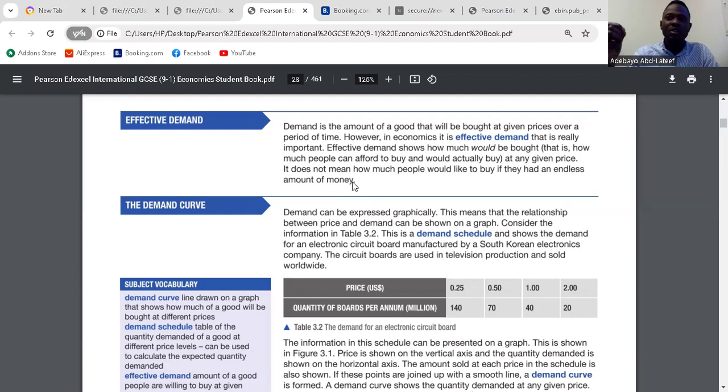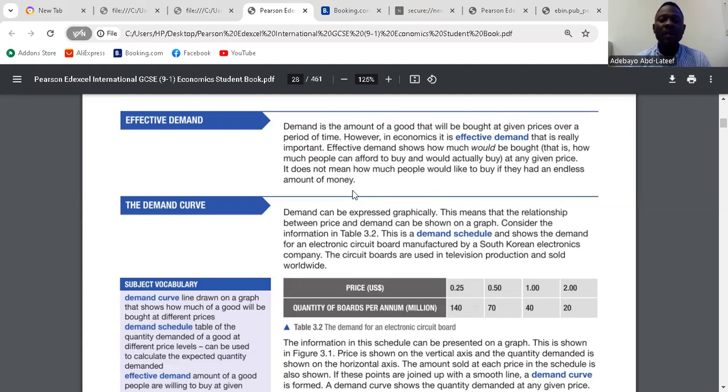So that means it's not about the amount of money you have with you, but irrespective of whatever you have with you, you have the willingness and ability to buy and you bought it. That is effective demand. So it is about willingness to buy, ability to buy, and buying it. That is what they are talking about, effective demand. Is it clear? Yes. So go to the demand curve.